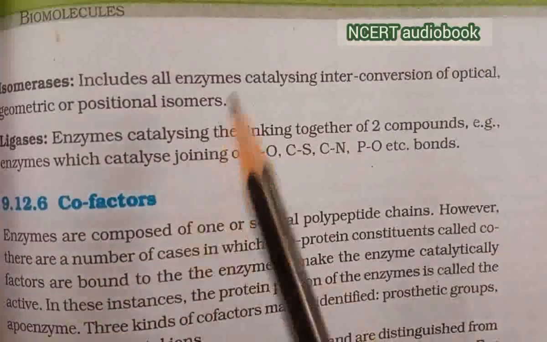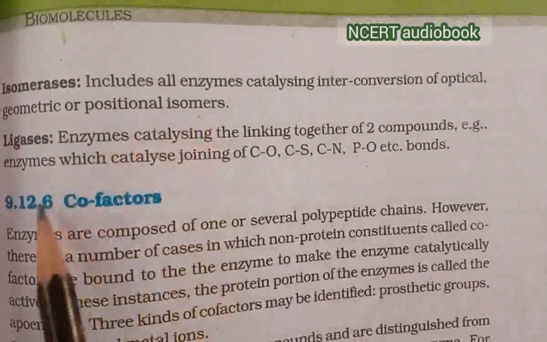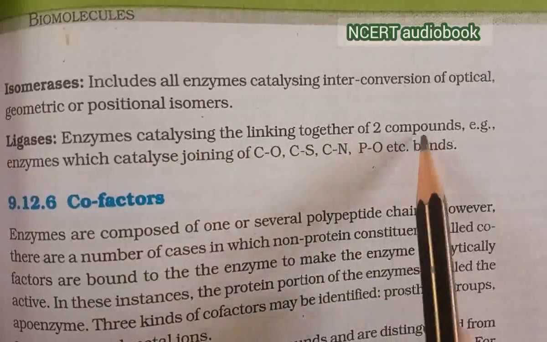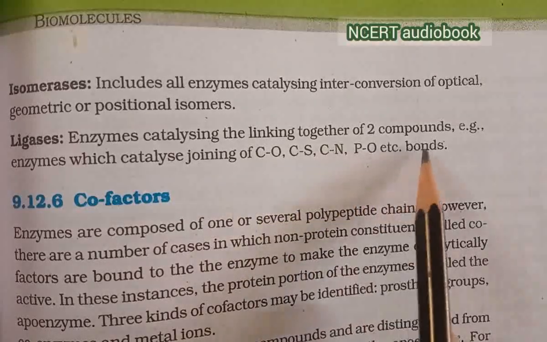Isomerases include all the enzymes catalyzing interconversion of optical, geometrical and positional isomers. Ligases are enzymes catalyzing the linking together of two compounds, that is, enzymes which catalyze the joining of C-O, C-S, C-N and P-O etc. bonds.